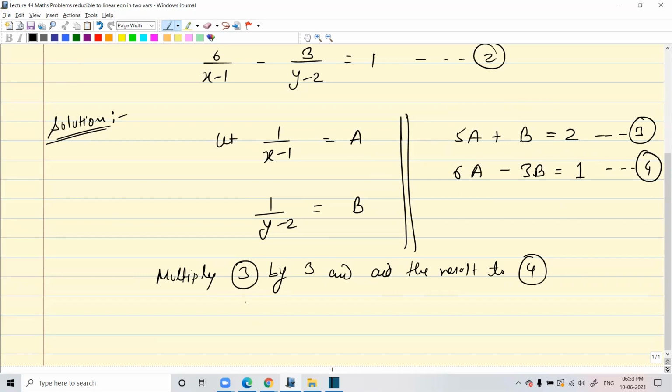So multiply the third equation with 3, what would you get? 5 3s are 15, plus 6a. So it will become 15a plus 6a, and this will be plus 3b and minus 3b. This side it will be 3 2s are 6 plus 1. Tell me, everyone understands this step? Anyone needs explanation for this? Let me know.